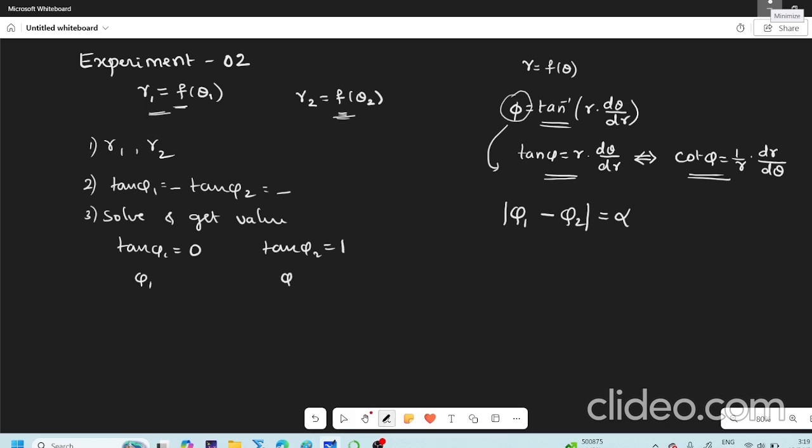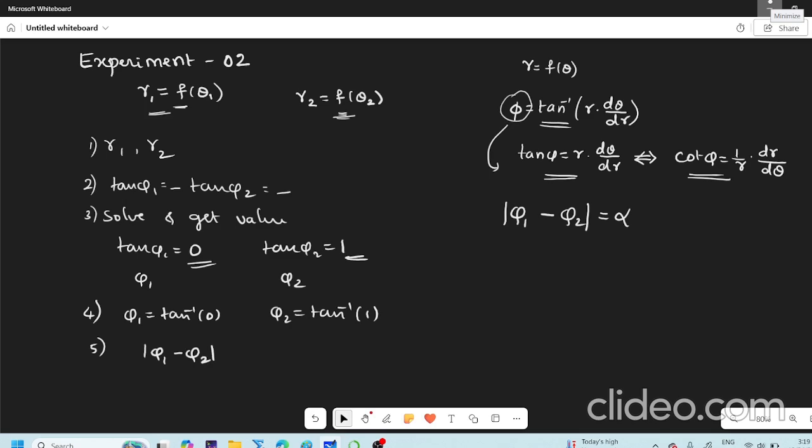How do you find phi 1 and phi 2? By taking tan inverse. So in the next step, take inverse on both sides. I will get phi 1 equal to tan inverse of 0, and phi 2 equal to tan inverse of 1, just taking these values as examples. Then just take the difference of these two, phi 1 minus phi 2. This will be the angle of intersection of the curves R1 and R2.